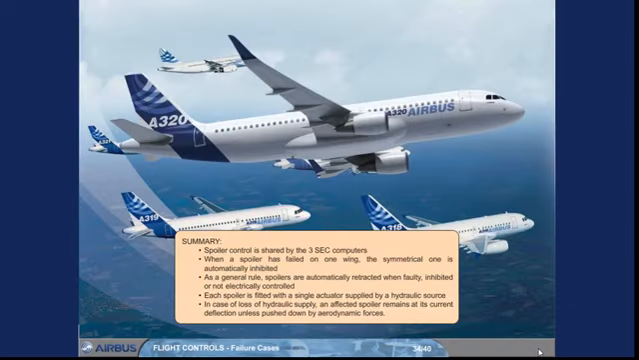Summary. Spoiler control is shared by the three SEC computers. When a spoiler has failed on one wing, the symmetrical one is automatically inhibited. As a general rule, spoilers are automatically retracted when faulty, inhibited, or not electrically controlled. Each spoiler is fitted with a single actuator supplied by a hydraulic source. In case of loss of hydraulic supply, an affected spoiler remains at its current deflection unless pushed down by aerodynamic forces.